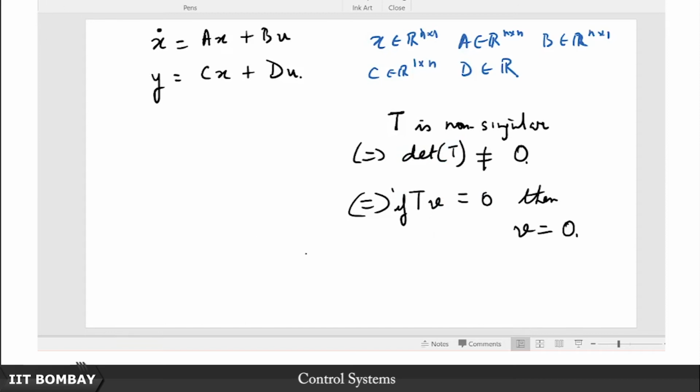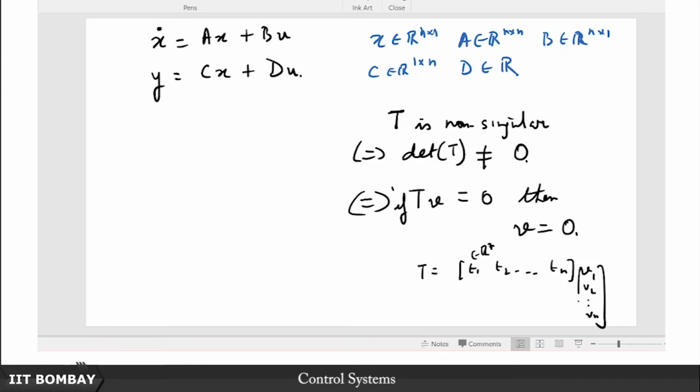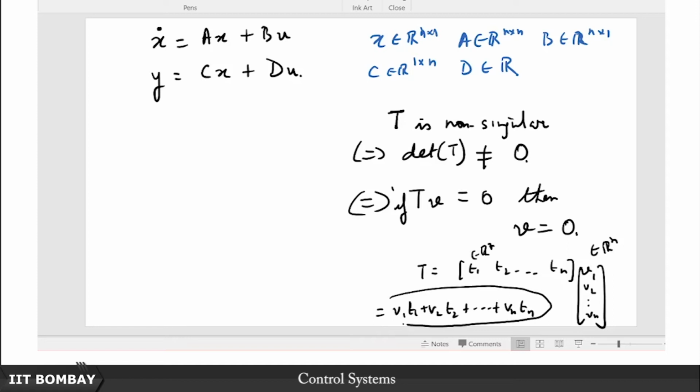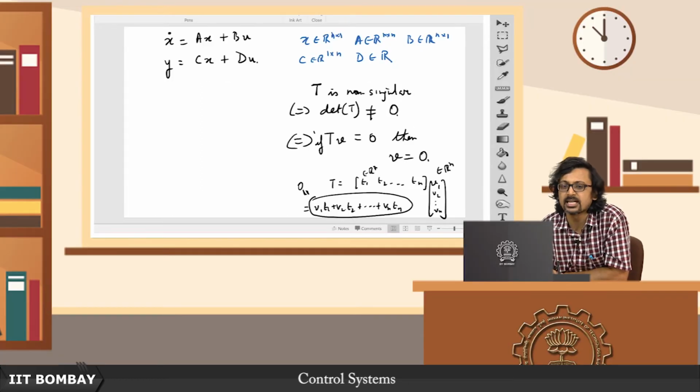Just see, if you call the columns of T as T1, T2 till Tn, and you multiply by V1, V2 and so on, so this is the V vector, which also belongs to n-tuples, then that is nothing but V1 T1 plus V2 T2 plus dot dot dot till Vn Tn. When you say that Tv is equal to 0, you are saying that this whole thing must be 0, and the only way that can happen is if it is trivially true, that is, all the V's are 0.